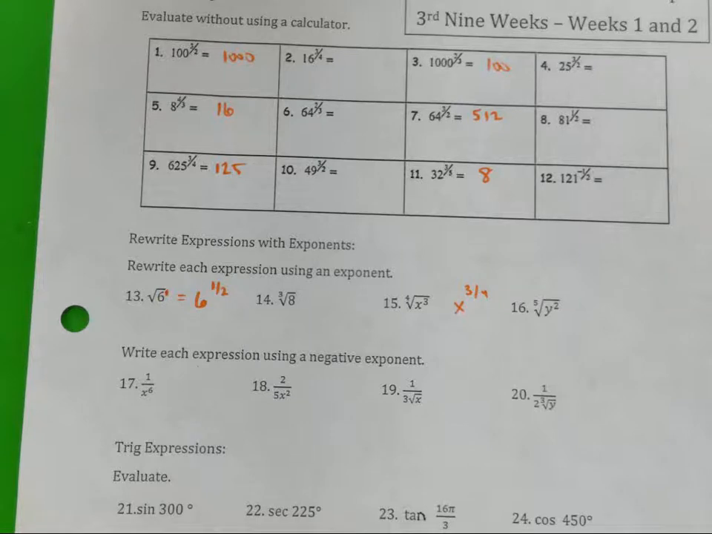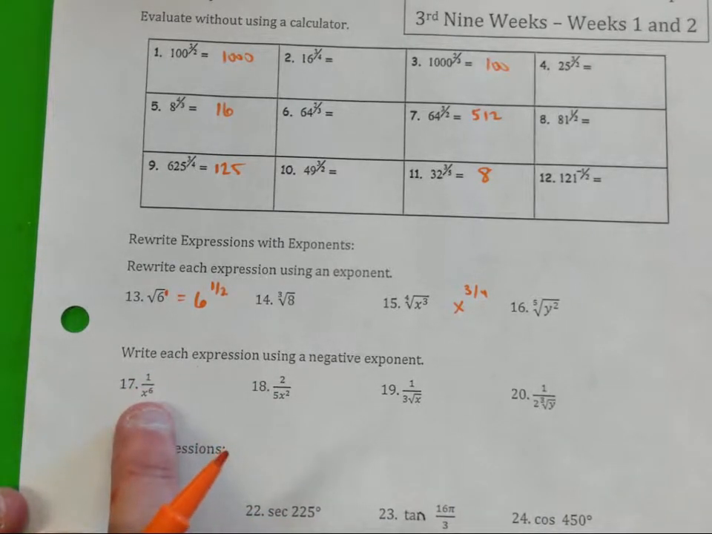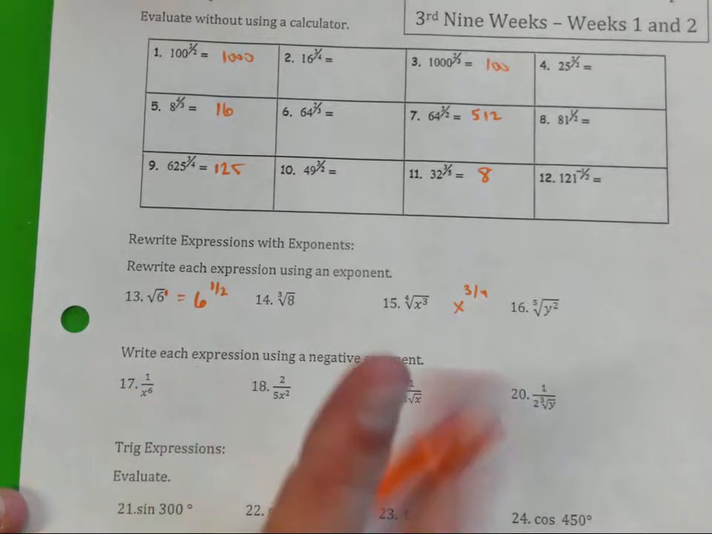Alright. Number 17. 1 over x to the 6. I want to rewrite this using a negative exponent, because when you do derivatives in Cal 1, you have to be able to rewrite it so you can work with it. So how could I write that using a negative exponent? How would I get to this form? Only if I had a negative.